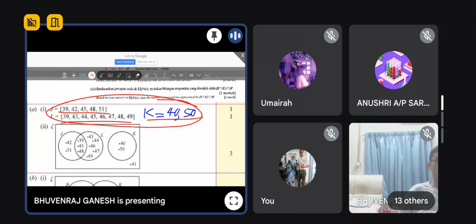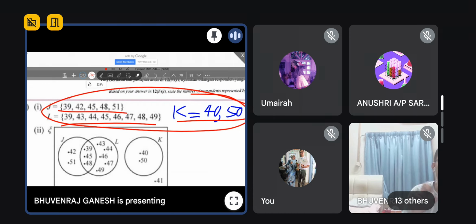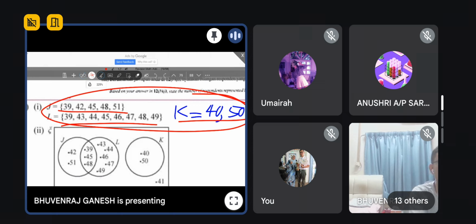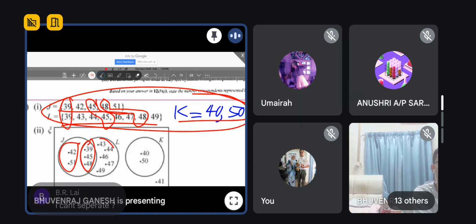Other than that, you first of all determine which number is common. So guys, on all these three, there is no number common, correct? So then you go individually, J and L. Do you see any number common or not? Yes. Okay, there is common number. 39, 45, 48. Semua ni adalah serupa. Correct? So that's why you see 39, 45, 48 inside here. Intersection, persilangan. Then you fill individually the other numbers yang tak ada, like all of this.